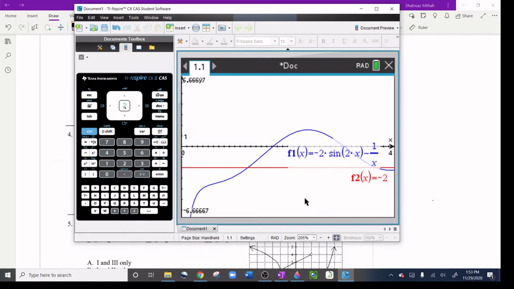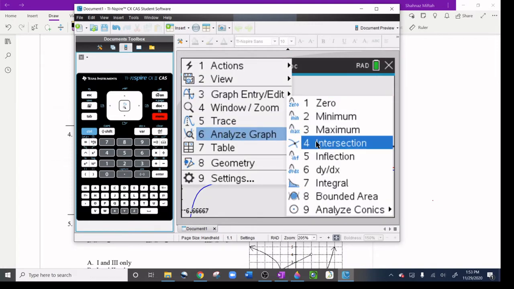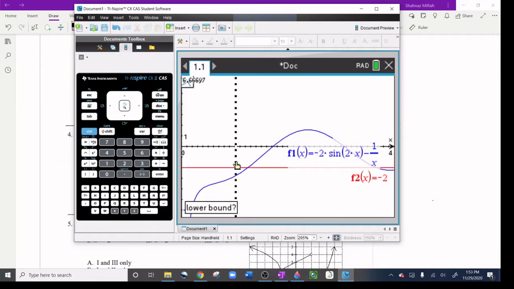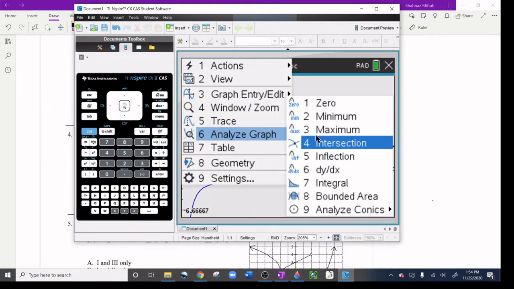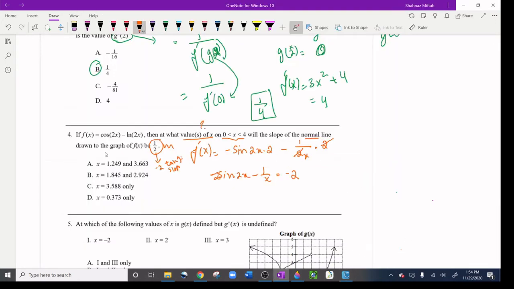And okay. So my points of intersection are 2 right there. So how do I find intersections? Go to menu, analyze graph, intersection, move the cursor over here and move the cursor here. So my intersection is 1.249, one of them. Then I'm going to redo this again for the other intersection that I can see, click and click. The other one is 3.663 when you round it up. So my answers are 1.249, 3.663, which is A. That's how you find it.